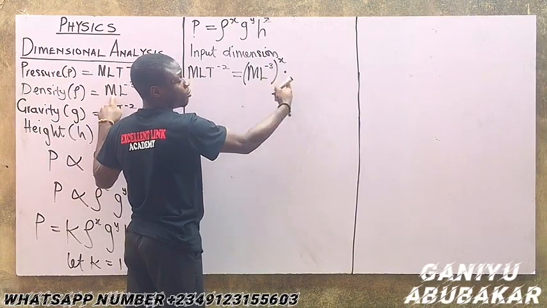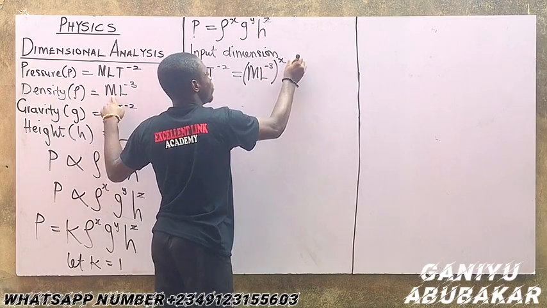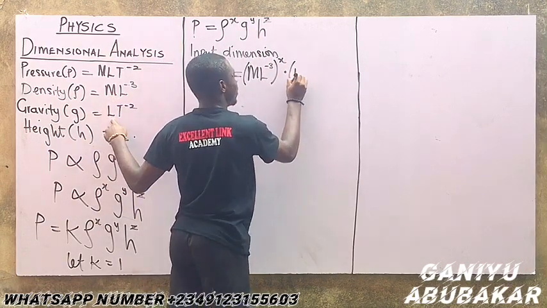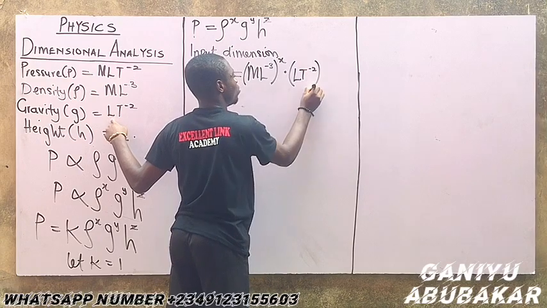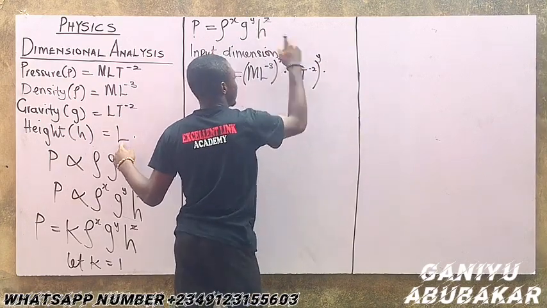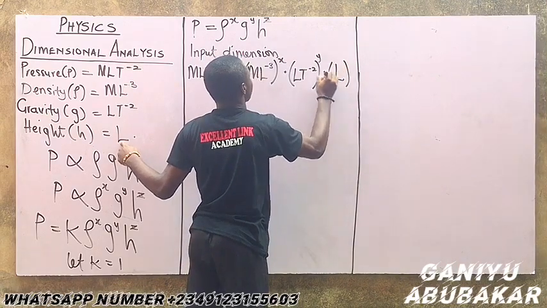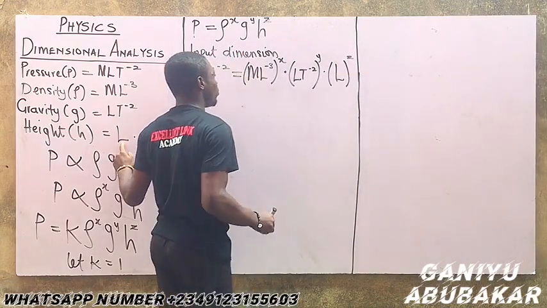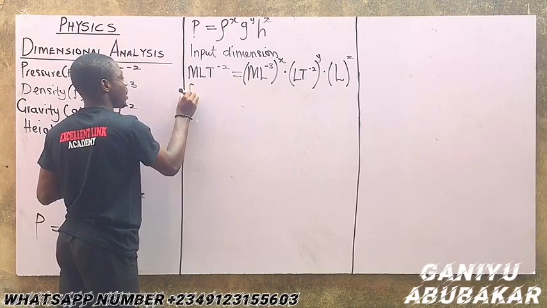This dot means multiplying. I have gravity. What's the dimension for gravity? That's L T to the power minus 2, then to the power y. Finally, I have h. What's h? As L, to the power z. At this point here, expanding, right?